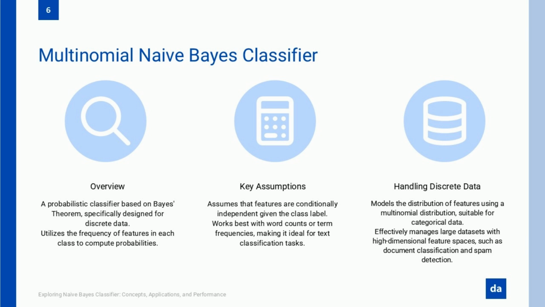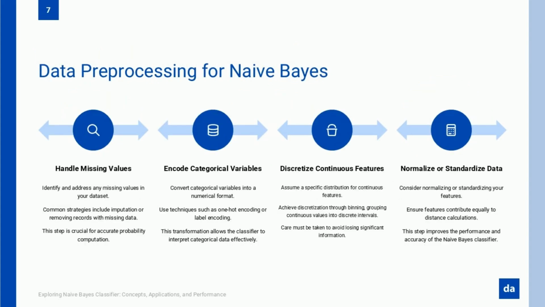Let's step into slide 6 and uncover the inner workings of the multinomial naive Bayes classifier. From handling term frequencies to tackling large feature spaces, this is where we see naive Bayes shine in yet another fascinating way. Buckle up, because things are about to get even more practical and even more powerful. Data preprocessing is where the magic begins.